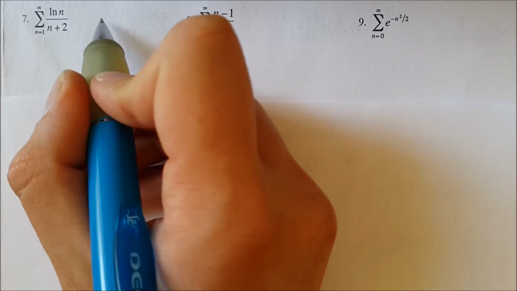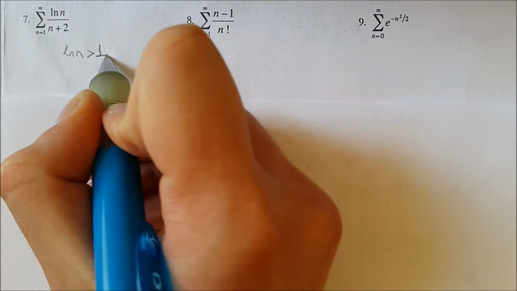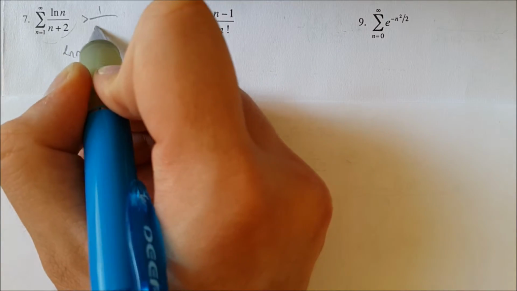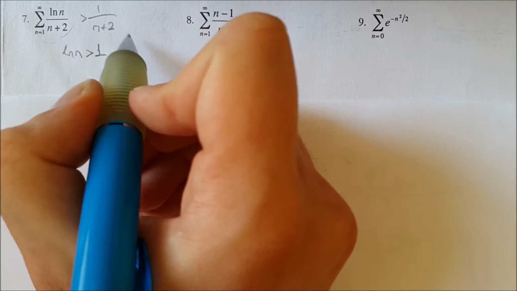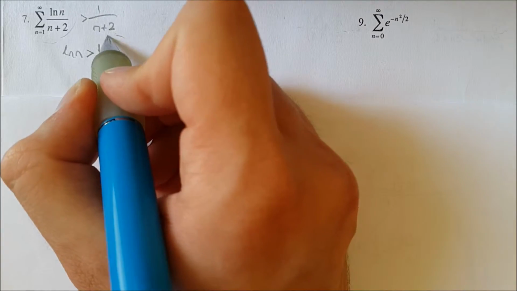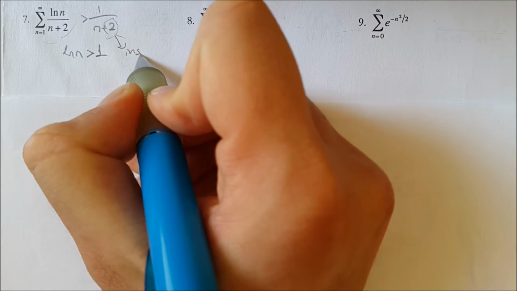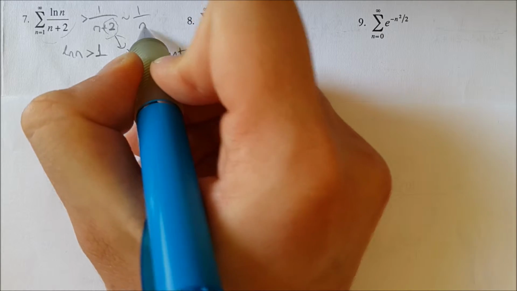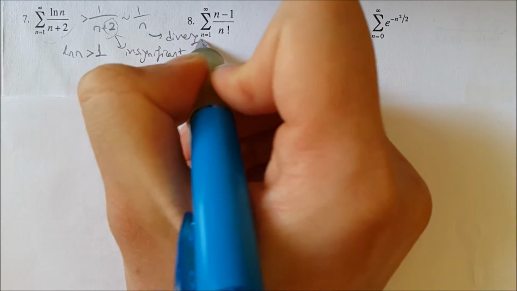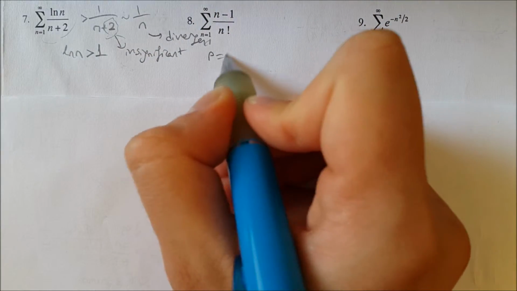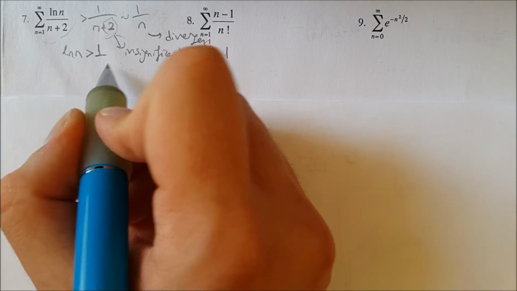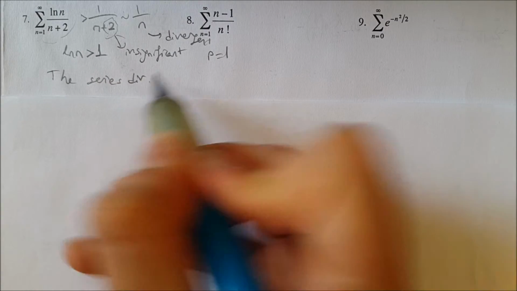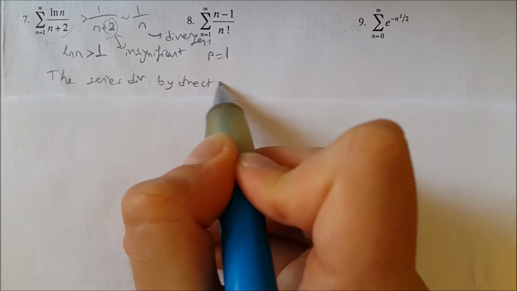In this one, we can say that ln n is greater than 1. So this whole equation is greater than 1 over n plus 2. Now, if we're comparing this to 1 over n, this plus 2 becomes insignificant. So we can say that it acts like 1 over n, which is divergent, because p is equal to 1 and this is a p-series. So we should say again, the series diverges by direct comparison.